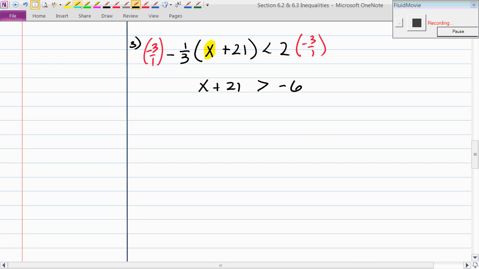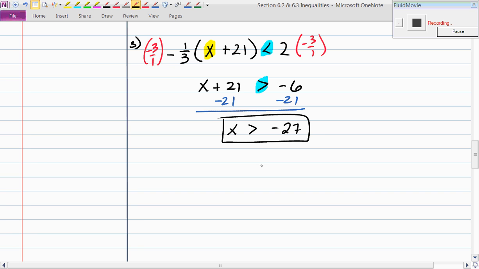Does everybody see that I reversed the direction of the inequality sign right there? And why did I do that? Why did I do it? Because I multiplied by what? By a negative number. All right. Next step. What's my next step to isolate x? Yes. Subtract 21. Therefore, I end up saying, okay, x must be greater than negative 27, ladies and gentlemen.